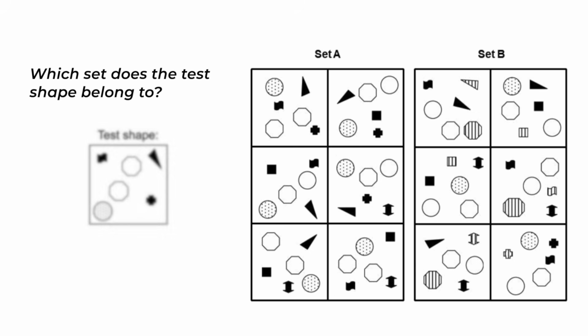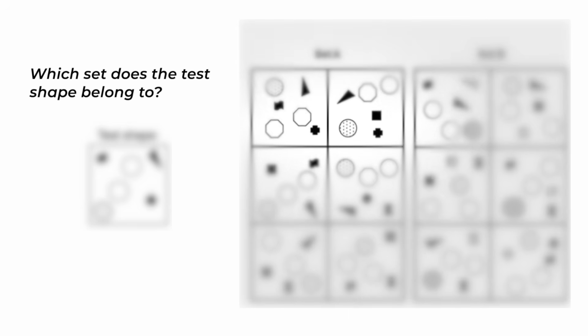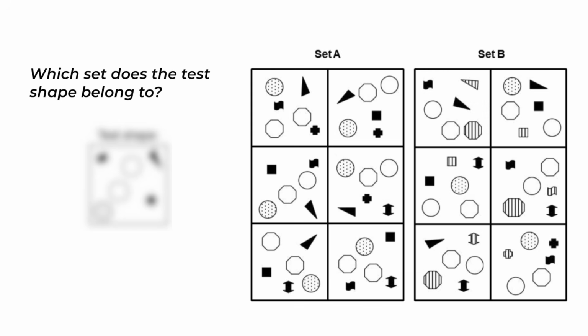So the trick is always with this is that you ignore the test shape and first try and work out the pattern in one of the sets. Often I say try and look for the bare bones box, so the simplest box, and then you can work out everything from that. But as you can see, they're pretty much all exactly the same. So I'm going to take you through my foolproof method first.